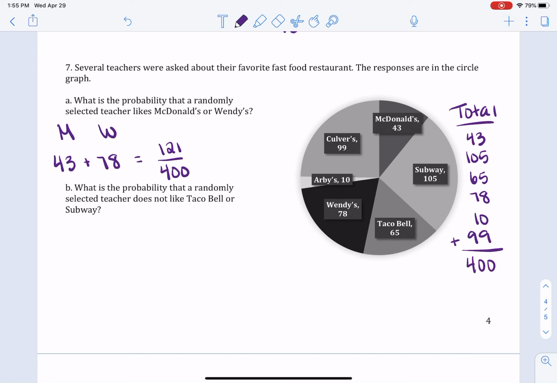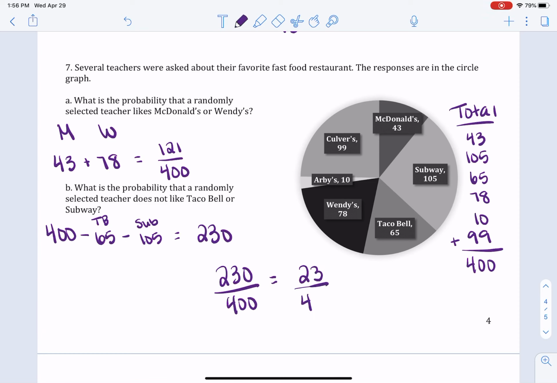And the last one here says, what is the probability that a randomly selected teacher does not like Taco Bell or Subway? Well, we have 400 teachers, and let's subtract. Taco Bell is 65 teachers, and Subway is 105. So 230 do not like Taco Bell or Subway. That would be 230 out of 400, and that could be reduced to 23 out of 40.